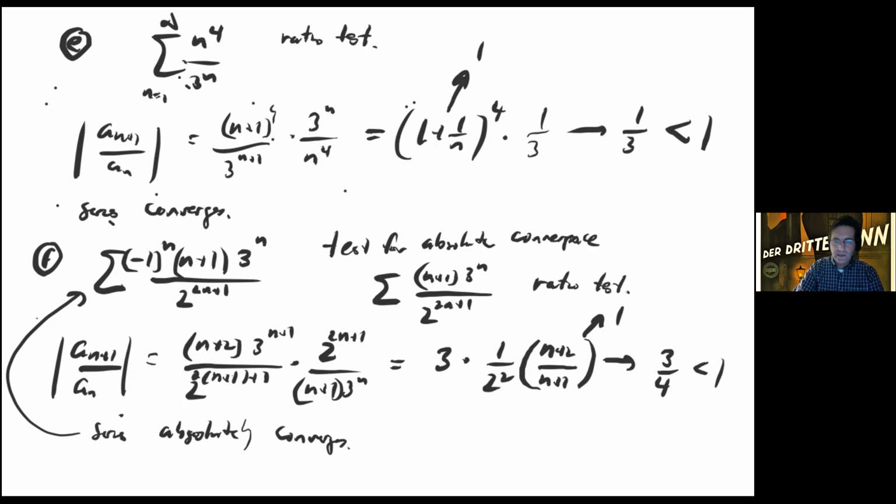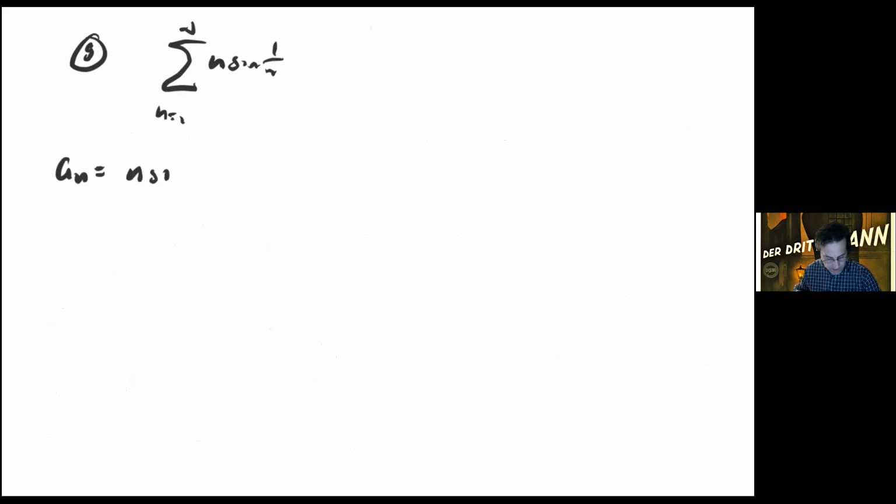Let's clear the screen and do part G. Part G is summation n sine 1 over n, goes from 1 to infinity. So this is a little odd looking, but it's less odd if we notice that a sub n, which is n sine 1 over n, can be rewritten as sine 1 over n divided by 1 over n. So I suggest we use the divergence test in this case.